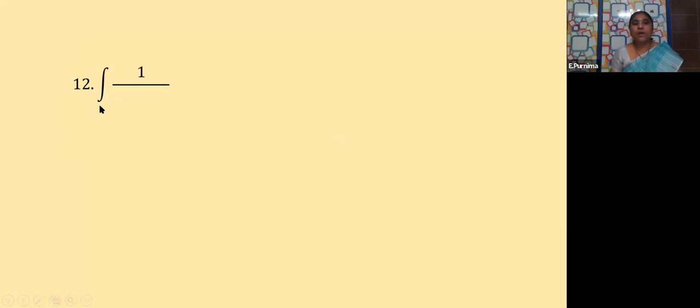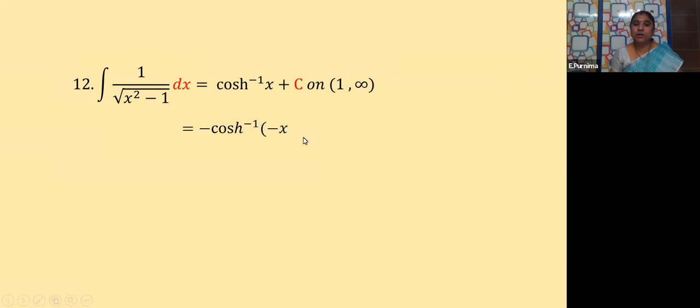12th one is 1 by under root of x square minus 1 into dx. Integral 1 by under root of x square minus 1 into dx is equal to cos h inverse x plus c on 1 comma infinity. Okay, and there is another formula for the same function: minus cos h inverse of minus x plus c. Here the interval is changing, children: minus infinity comma minus 1.